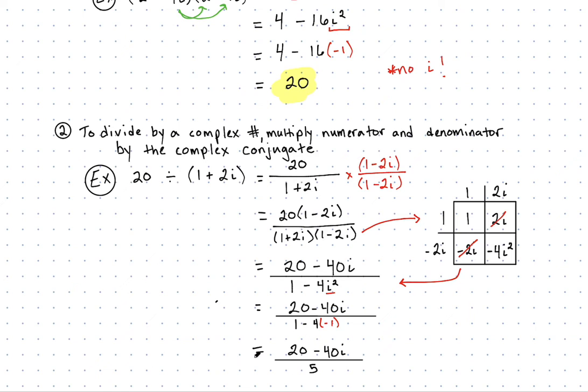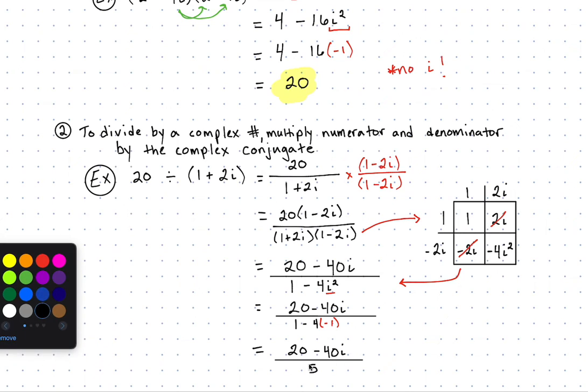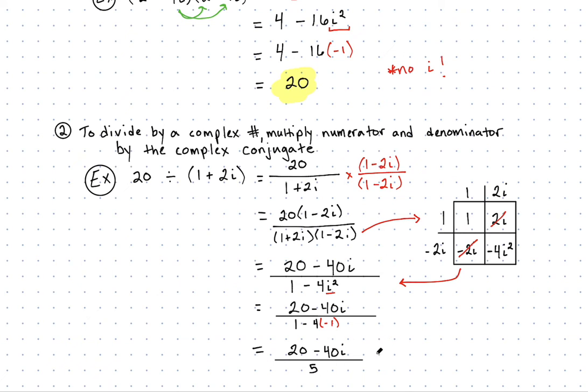So this is one way I could leave my answer. With a lot of complex conjugate multiplication, this will be my stopping point. But notice that 5 divides both 20 and 40. So I'm going to simplify this into fractions and say this is 20 divided by 5, which is 4, minus 40 divided by 5, which is 8i. So we've taken the number 20 and divided it by something complex and gotten a complex answer.